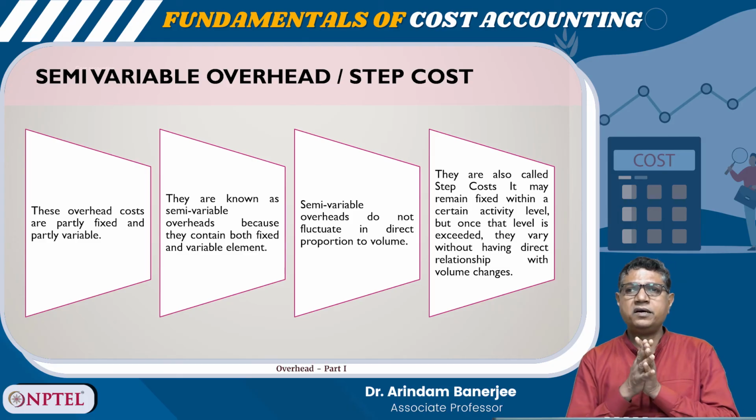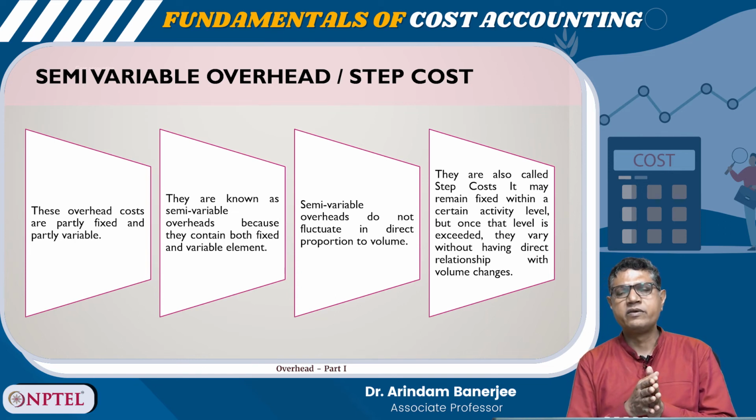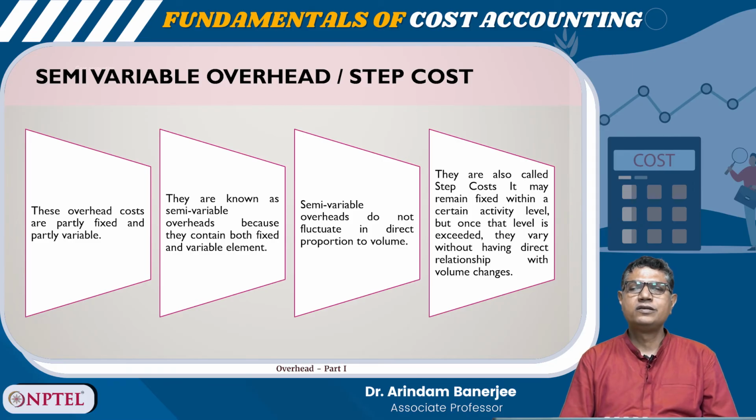If I mix the fixed overhead and the variable overhead, what comes out is the semi-variable. Semi-variable overheads are those which change with the level of activity or level of production, but not proportionately, right? It is partly fixed and partly variable. They are known as semi-variable overheads because they contain both fixed and variable elements. Semi-variable overheads do not fluctuate in direct proportion to volume. They are also called step costs.